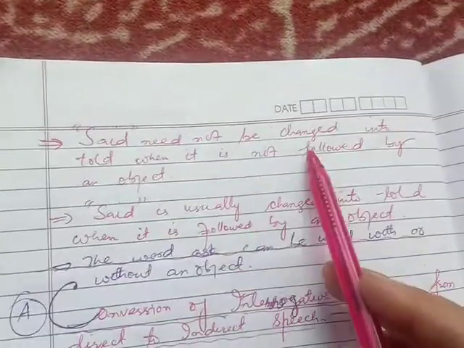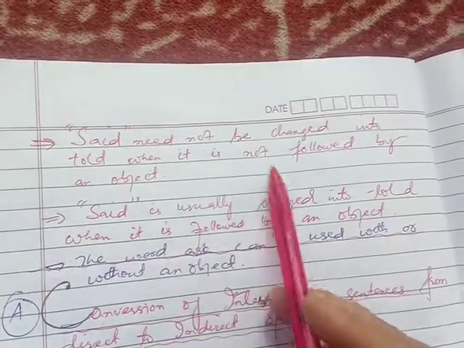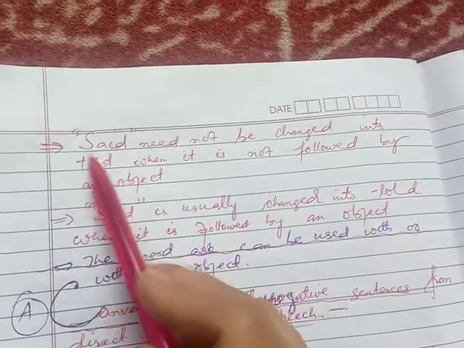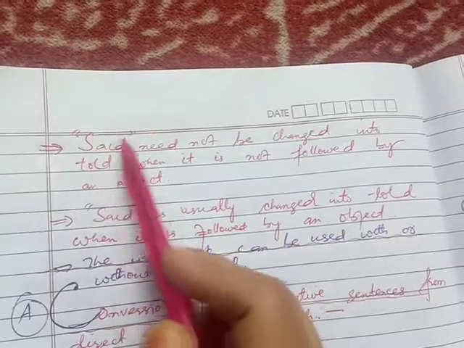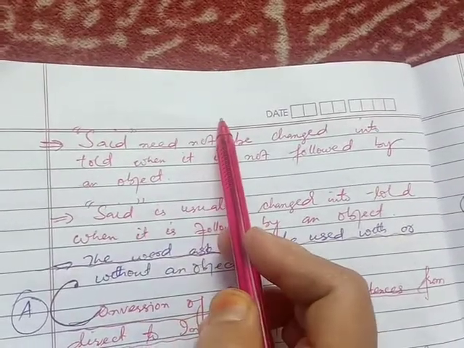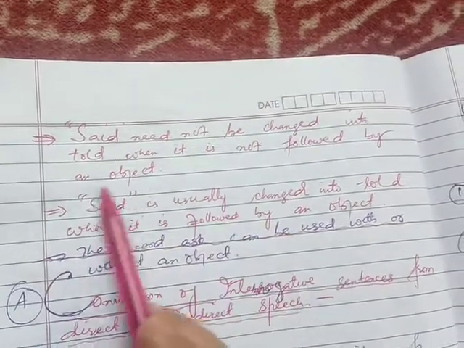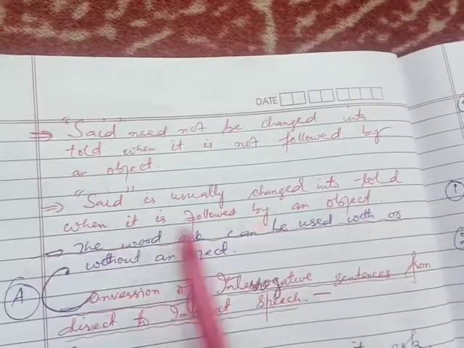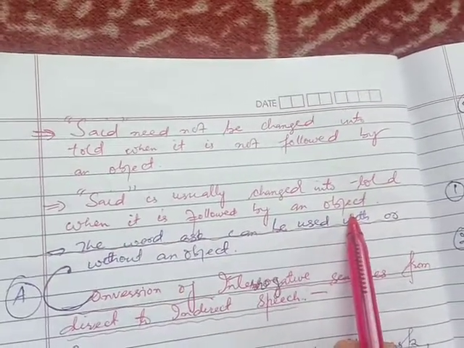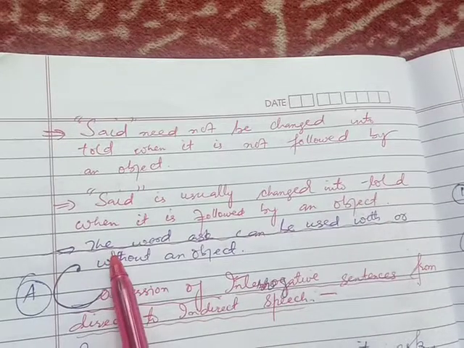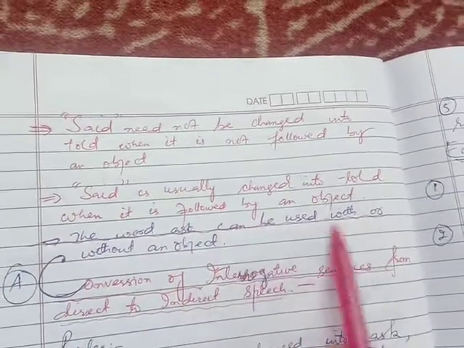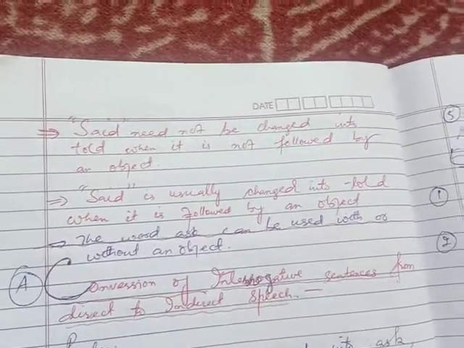Said need not be changed into told when it is not followed by an object. If said is not followed by an object, then we have no need to change it in indirect speech. But said is usually changed into told when it is followed by an object. Two important points. Third important point: the word ask can be used with or without an object.